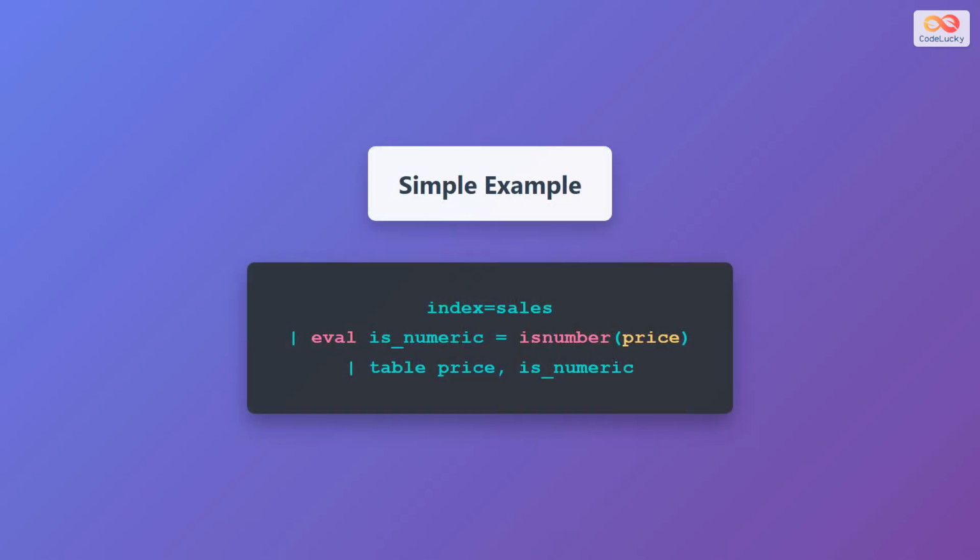Here is a simple example of using the isnumber command. We start with index equals sales, then pipe to eval is_numeric equals isnumber(price), and finally pipe to table price, is_numeric. This search looks at sales data, creates a new field called is_numeric that shows whether the price field contains valid numbers, and displays both the original price values and the validation results in a table format.